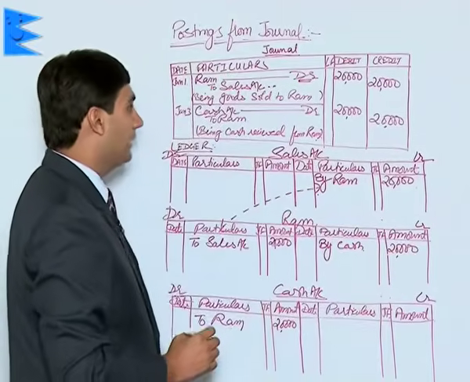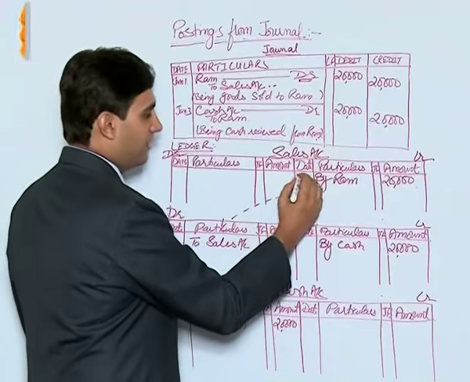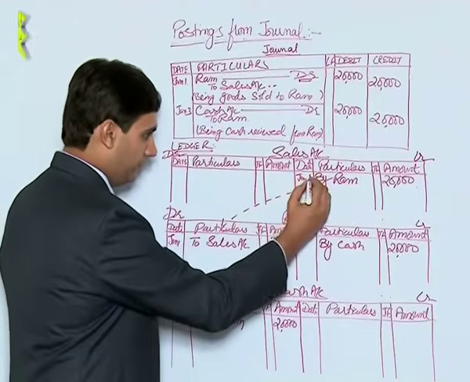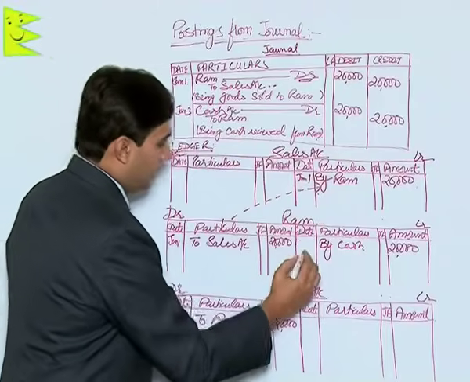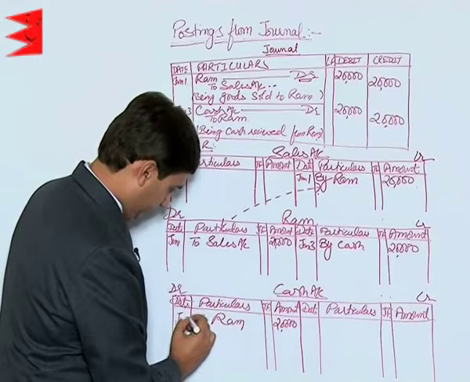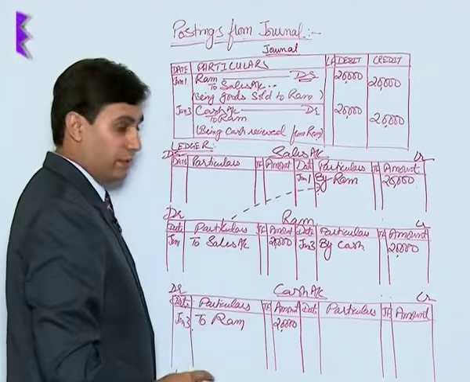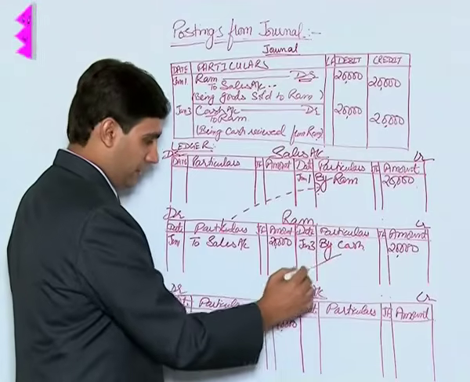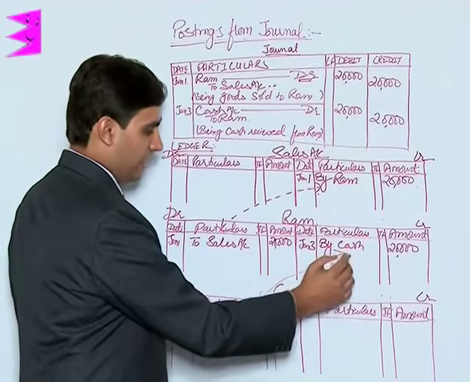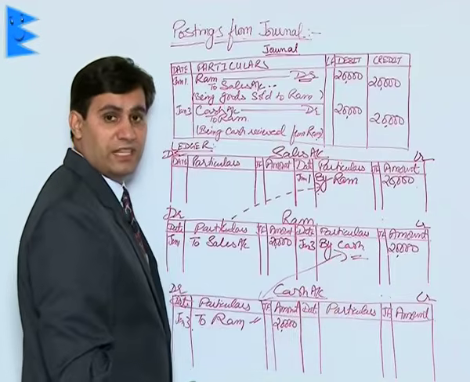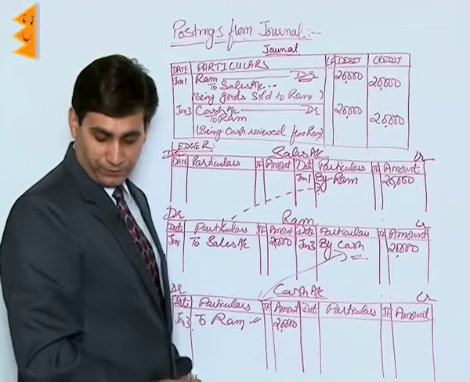Make sure that you are writing the dates as well. So in first case, the date was January 1st, and in second case it was January 3rd. Again, the same thing you must verify. There is a cross entry. An entry on the debit side of one account is matched by the entry on the credit side of another account.